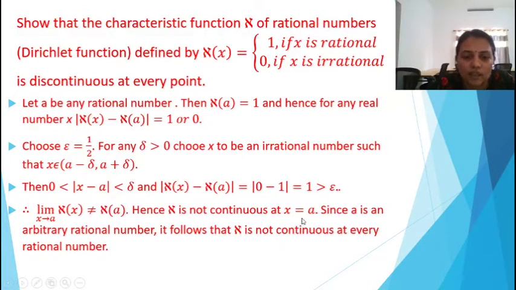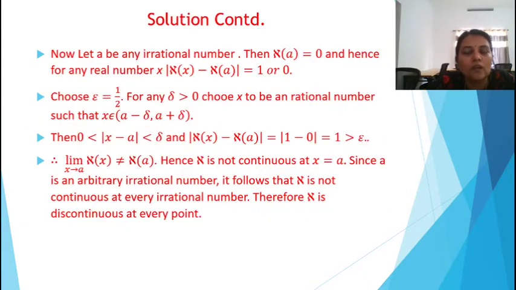So we have shown that if a is any rational number, then chi is not continuous at a. Since a is an arbitrary rational number, it follows that chi is not continuous at every rational number. Now we have to choose an irrational number. Here the notation is the same.